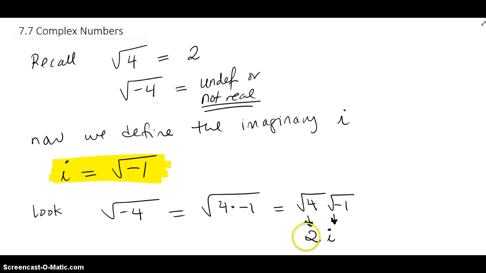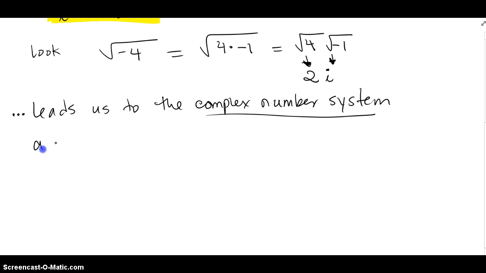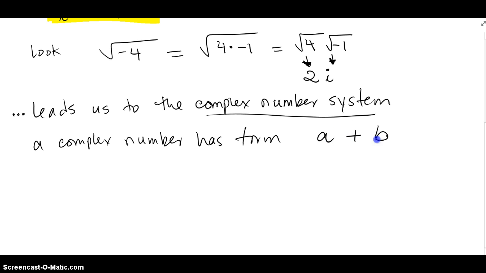So now we're able to say that the square root of a negative number gets evaluated using this new concept, a number in terms of the square root of negative 1, which is defined to be i. This leads us to the complex number system, which says that a complex number has the form a + bi. The i could be at the end or at the beginning, where a is known as the real part of the complex number, and b is known as the imaginary part.